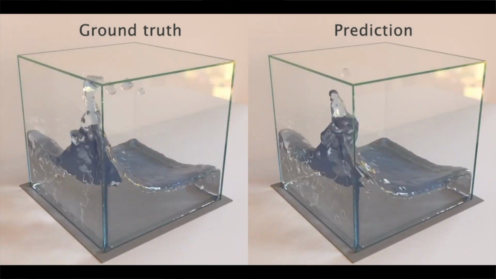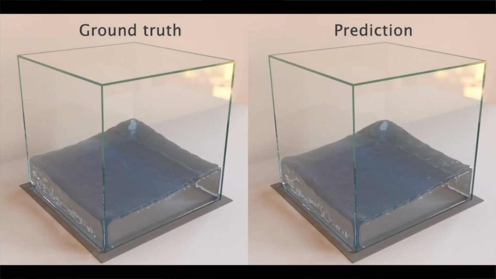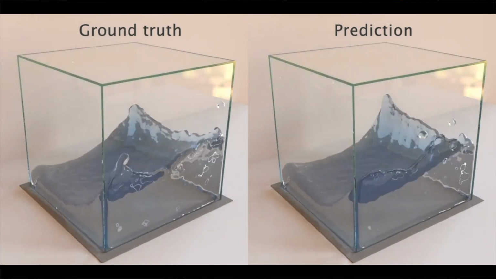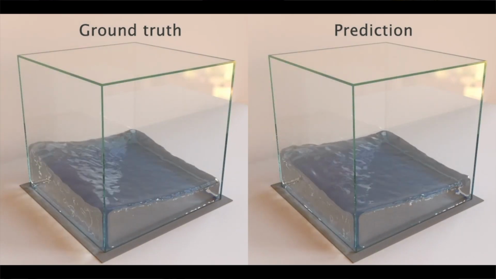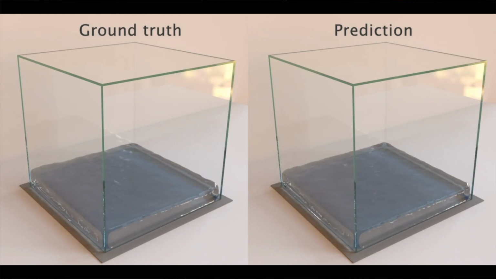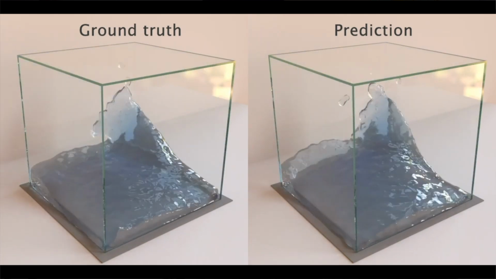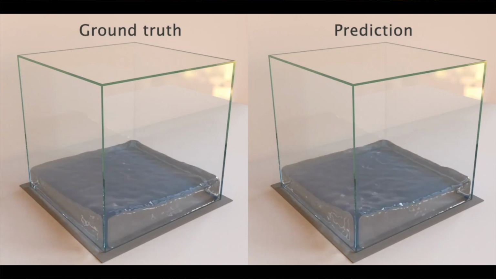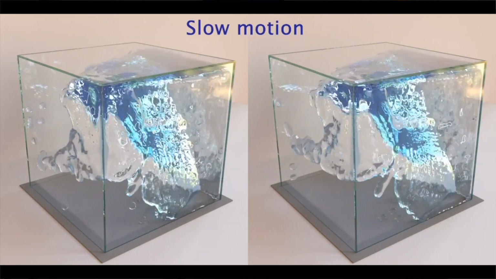On the left side of your screen, you see a state-of-the-art water physics simulator. And on the right side of your screen, you see predictions from a graph network. Now, it is no easy task to build an effective water physics simulator because it's not as simple as treating water particles as billiard balls.